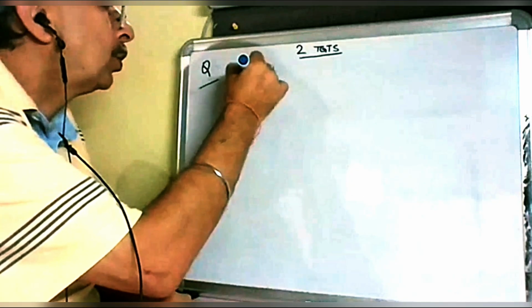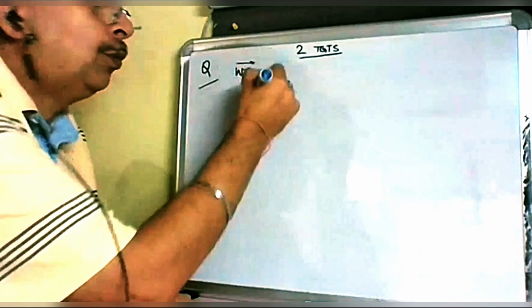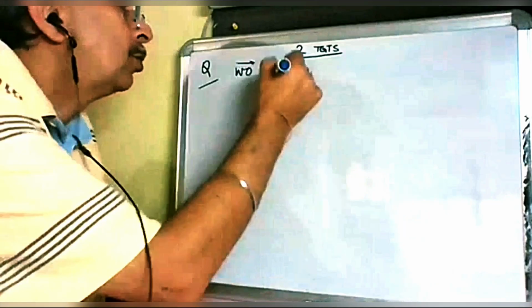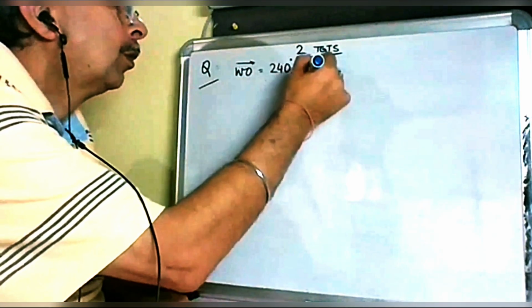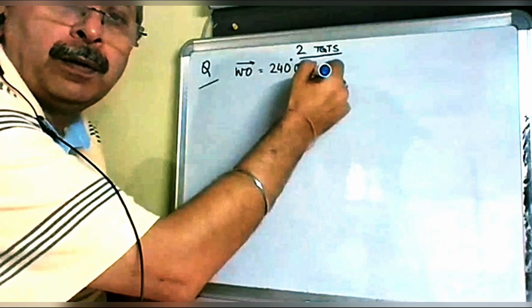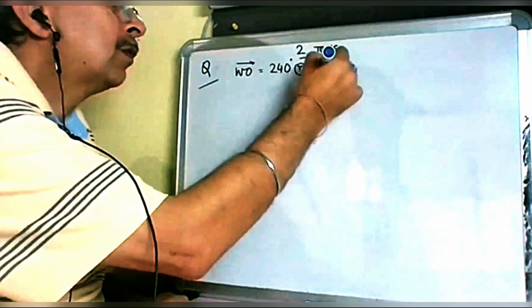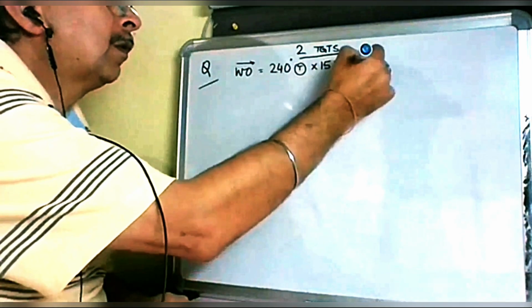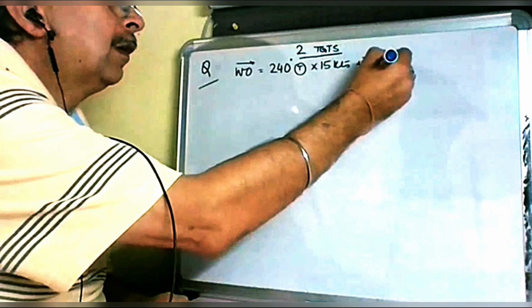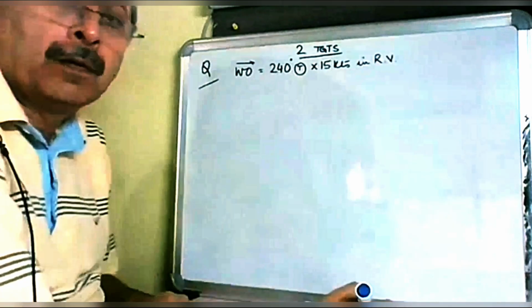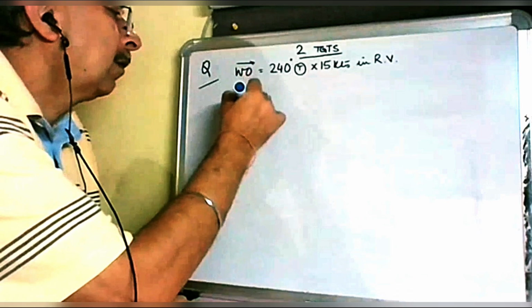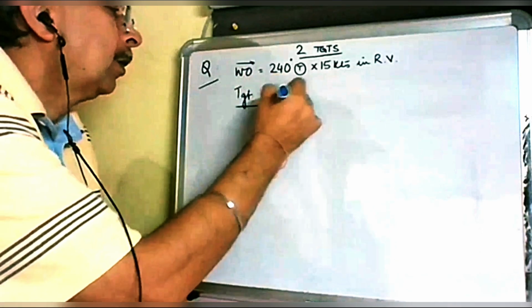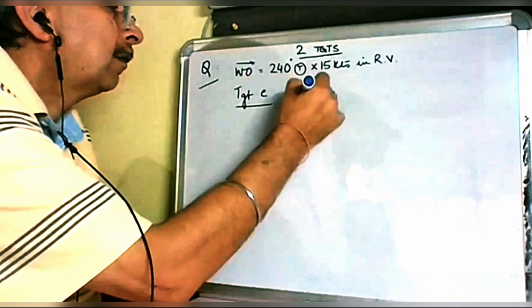Ownership course WO is 240 degrees true, 15 knots in RV. There is a target Charlie and there is a target Delta.